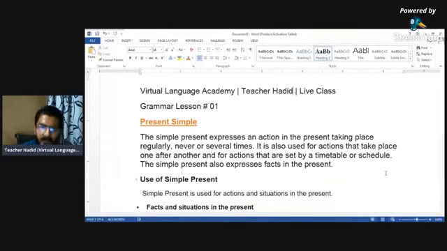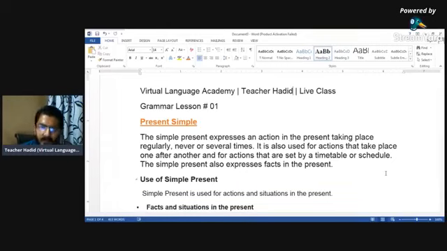Like, I drink water. Every day I drink water, so it is my daily routine. It is my daily activity. Yeah, I use Facebook. So every day, or once in a month, or once in a week, I use Facebook. So it is the activity that I repeat again and again in my life.